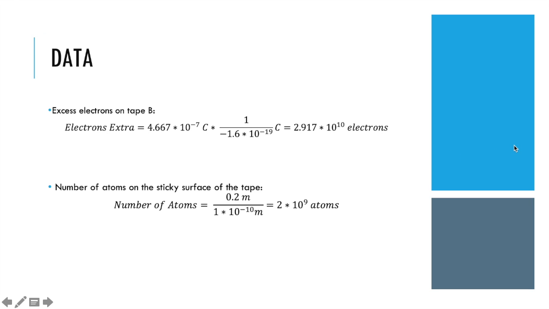The excess electrons is just the charge Q divided by the electric charge of an electron, and this gives us 2.917 times 10 to the 10 electrons. And then the number of atoms is just going to be the length of the tape divided by the size of an atom, which is 2 times 10 to the 9th atoms.